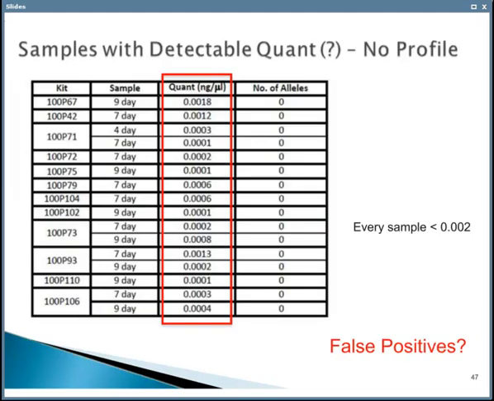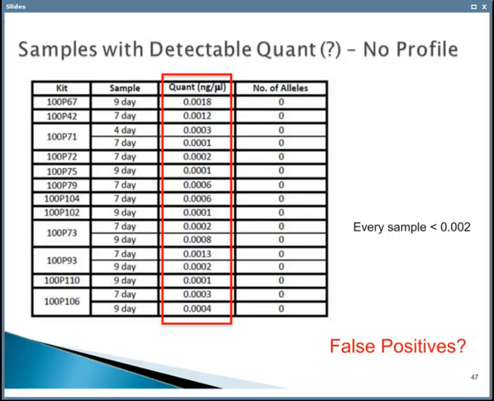What about the other side of the coin? Were there any samples with a detectable quant but had no profile? There were several of these where no alleles whatsoever were detected, but there was a quant. But when you look at the quant values, which you see in the red box, every sample was less than 0.002, and that 0.002 is significant because that's one of the standards in the Quantifiler Trio kit.